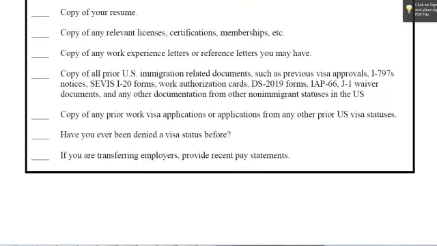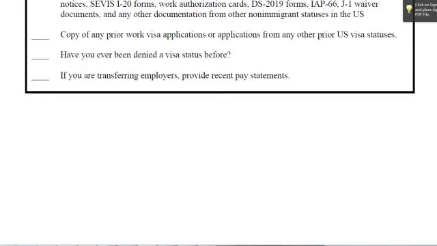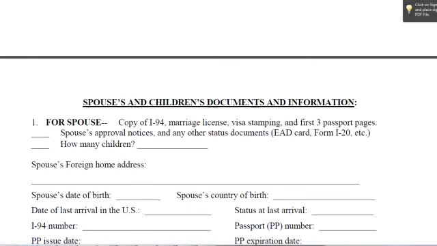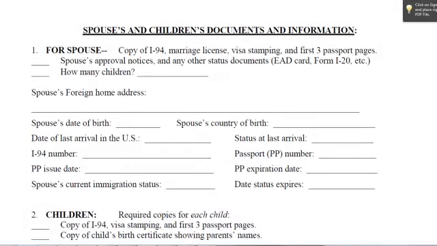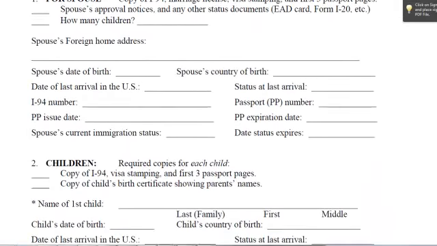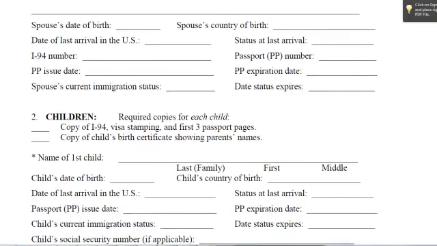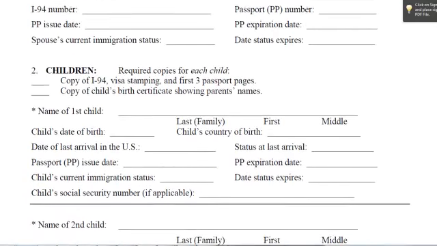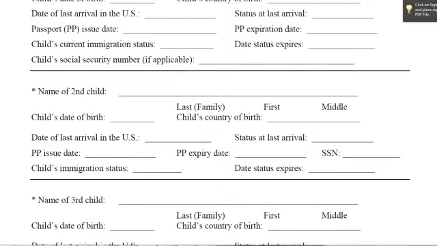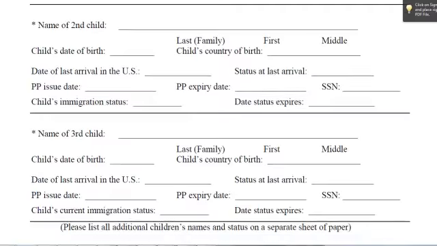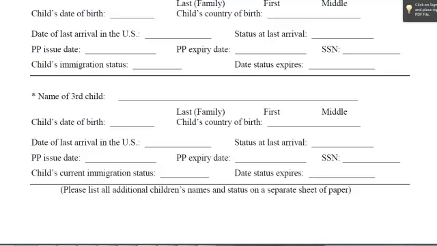If you are transferring employers, we will need to include copies of documentation that evidence that you have maintained status, such as current pay statements. Lastly, if you have a spouse and/or children who will be applying for the visas as your dependents, we may also need their passports, I-94s, and documentation establishing their relationship to you, such as marriage certificate and/or birth certificate.